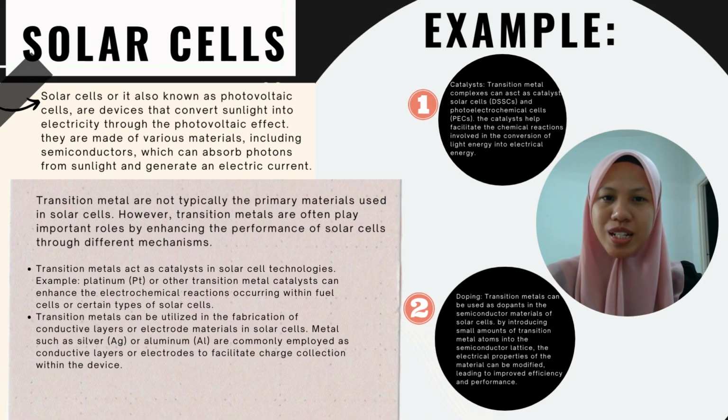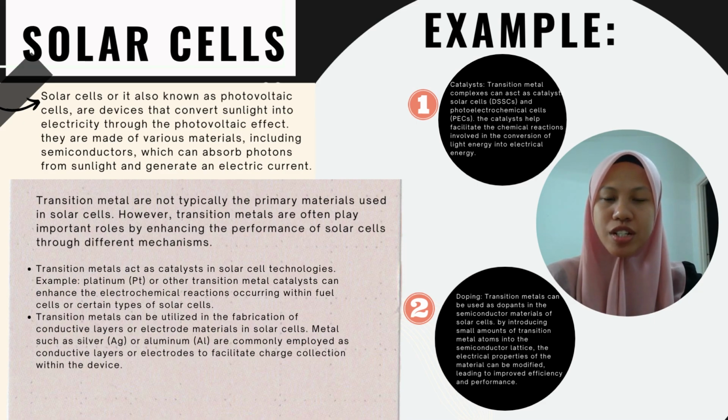Solar cells. Solar cells, also known as photovoltaic cells, are devices that convert sunlight into electricity through the photovoltaic effect. They are made of various materials including semiconductors, which can absorb photons from sunlight and generate an electric current.